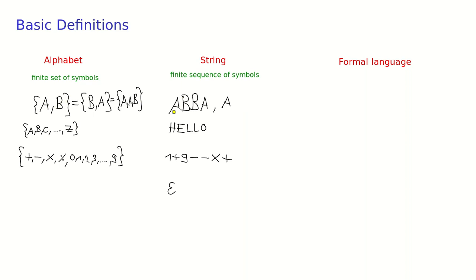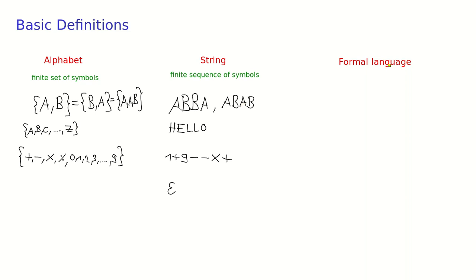But for strings, the order does matter. For example, ABBA, that's a band. But if you write, for example, ABAB, it has the same letters, but in another order, that's not a band anymore, as far as I know. So these are 2 different strings. ABBA and ABAB are 2 different strings. They have the same length, they contain the same letters, but in a different order, so they are not the same string. Okay, and now what is a formal language?